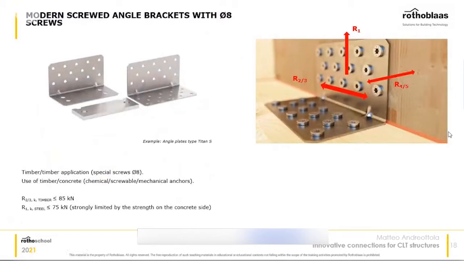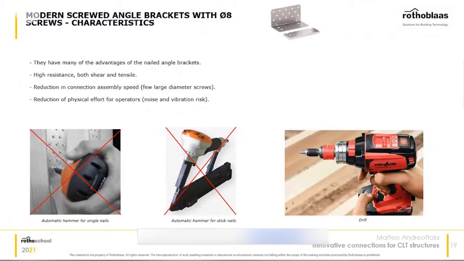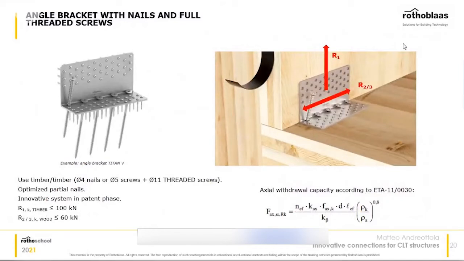Another very similar connection is, for example, this Titan S. It is very similar to the one that we previously explained and seen. This one in particular, instead of having nails, has screws, 8mm screws, so that you can have fewer connectors, and fewer connectors means being quicker on site, and so less installation time, which is very important when you have such big structures as the one that we've seen previously. And moreover, you can install these connectors without using hammers or automatic hammers, but just using a drill. Of course, a drill makes less noise and less vibration, and can be quicker at the same time. So it is a much better type of connection.